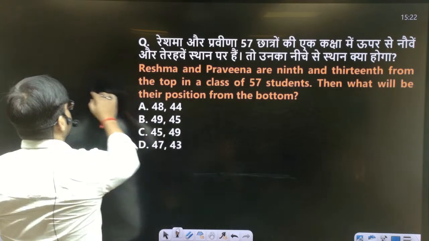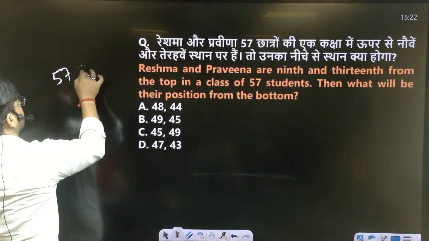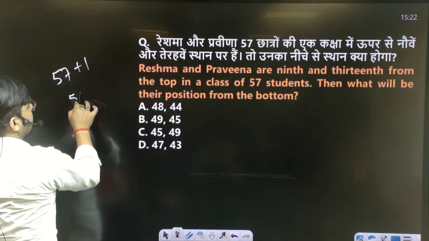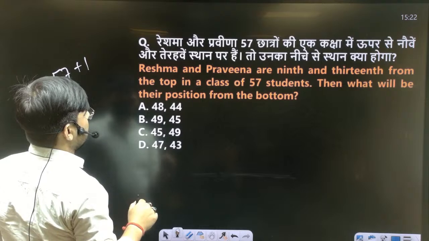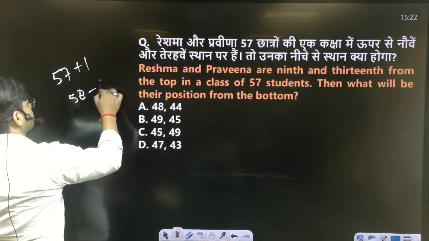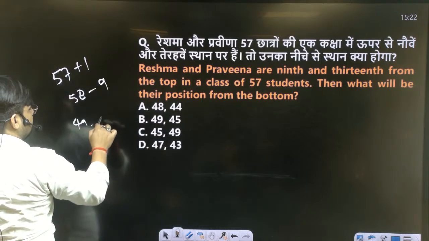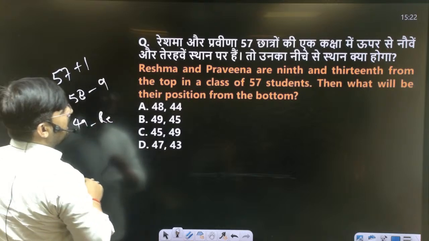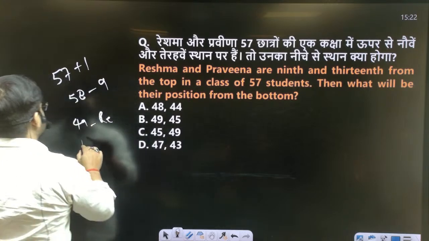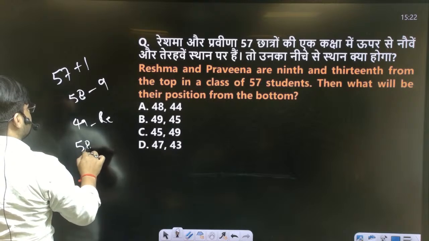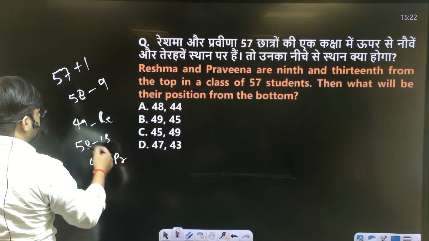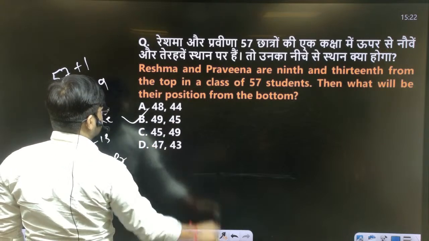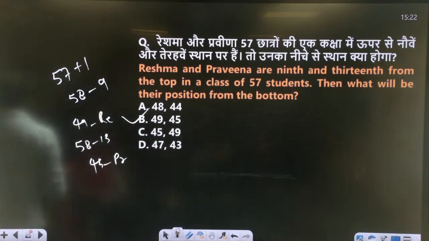First of all, you have to add 1 to the total number. So 57 plus 1, 58. Resma's rank is 9th, so Resma's rank is 49th from the other side. And Pravina's rank is 13. So 58 minus 13 is 45... it's 55 for Pravina. So 49 and 55. B option is the correct answer. Is it clear?